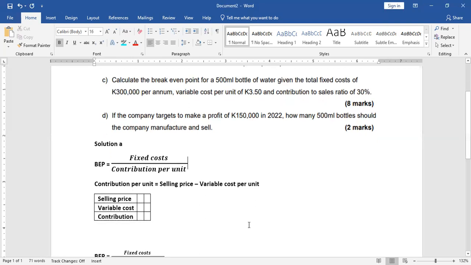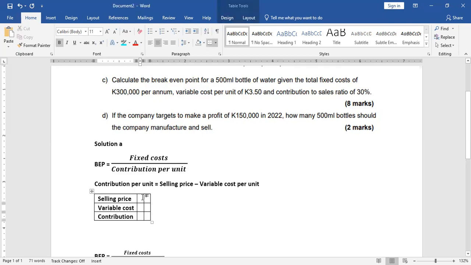Now, since contribution is calculated by simply saying selling price minus variable cost, I'll use that standard, and the contribution to sales ratio is 30% of sales, which simply indicates that sales is actually at 100%. So I've just created this table to help us understand how the question unlocks. So 100% is sales, since the contribution to sales ratio is 30%. So it simply means that contribution is 30% of the sales or the selling price. Now, do we have the selling price? We don't know. So I shall indicate that as X.